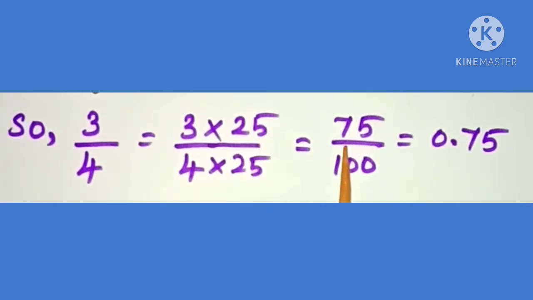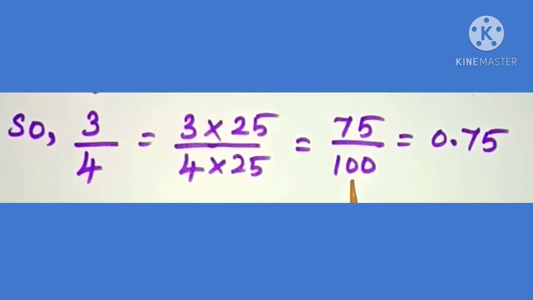3 into 25 is 75. 4 into 25 is 100. So the denominator becomes 100, a multiple of 10. Now 75 divided by 100 becomes 0.75, because in the denominator there are 2 zeros.